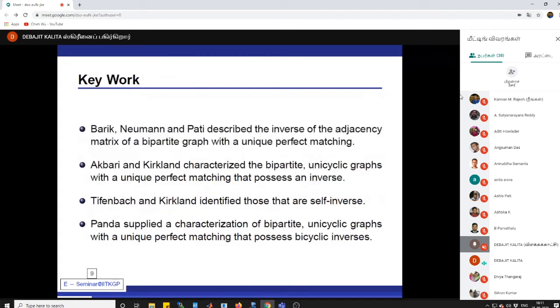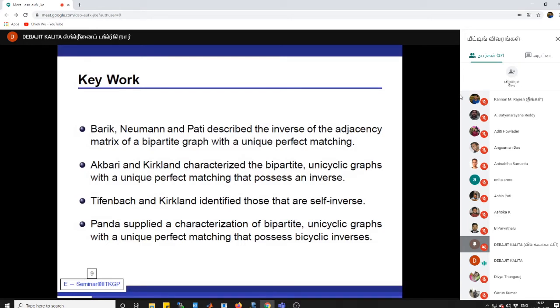Since then, much work on the bipartite case has been done. People have worked on the inverse of bipartite graphs. Lots of work has been done there, and I just list a few of them, which are required for our purpose.